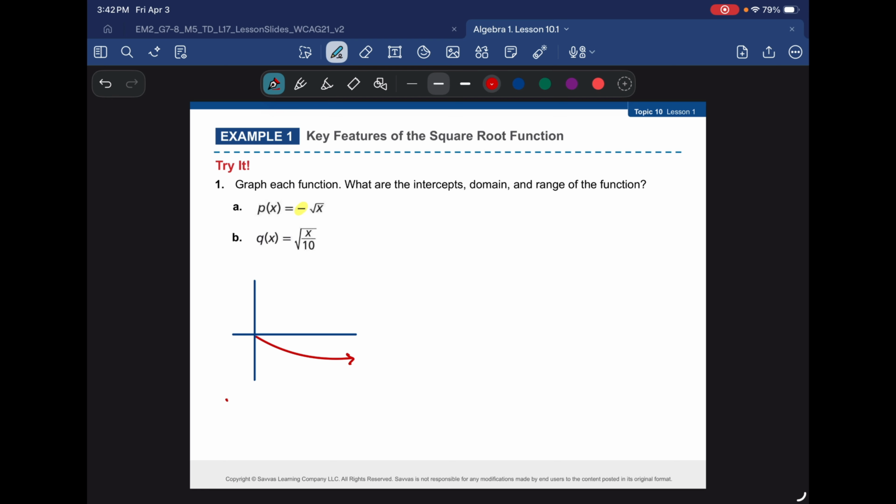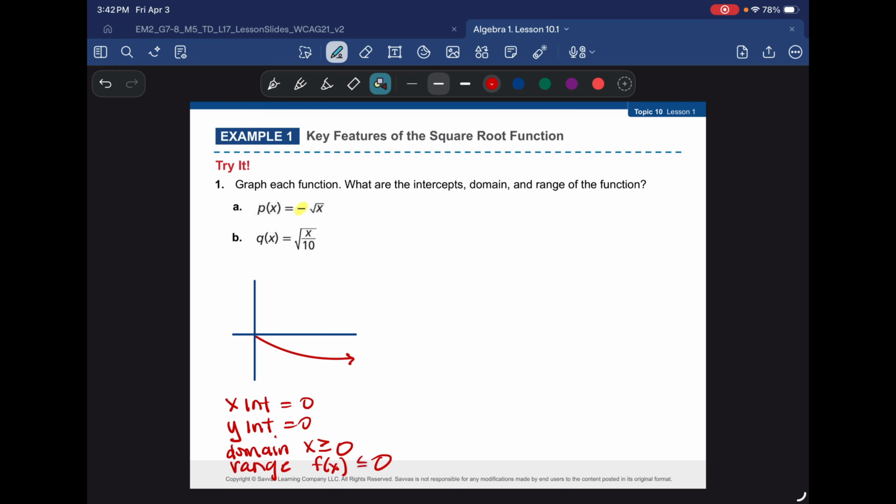So the x-intercept is still going to be at 0. The y-intercept would still be at 0. The domain is still going to be all real numbers greater than or equal to 0. So x has to be greater than or equal to 0, but what about the range? The range now, since it's reflected, is going to be anything less than or equal to 0.